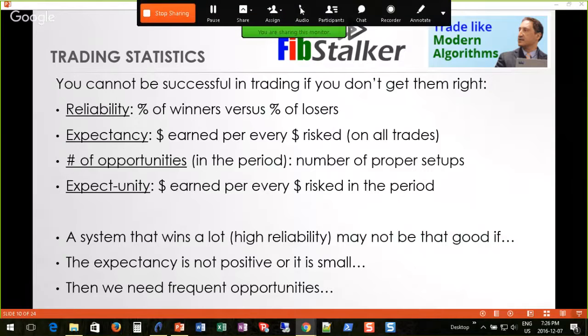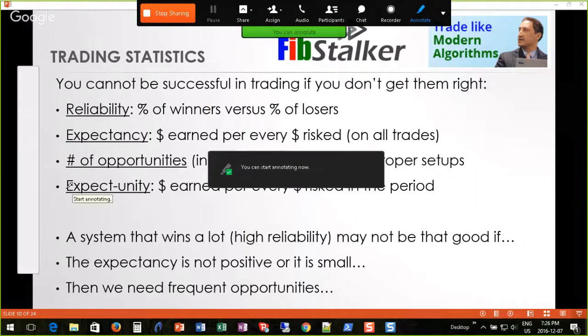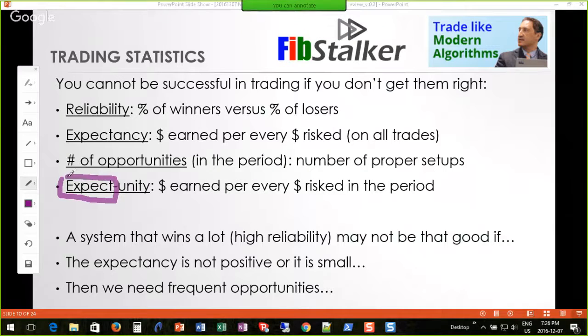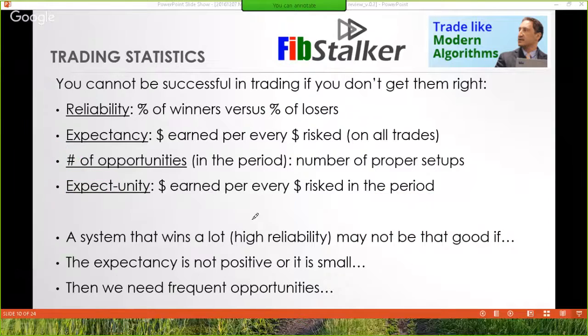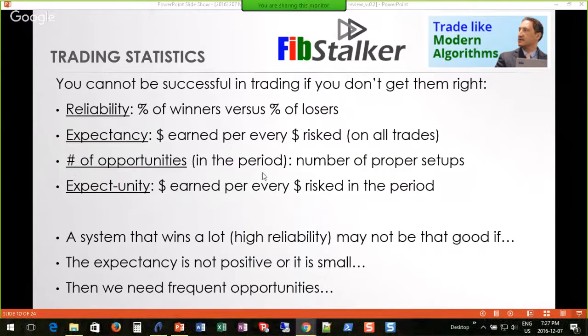And the full picture is given by the expectunity, which is very simple. It's just the expectancy times the number of opportunities. And this gives you the dollars earned per every dollar risked in the period, not for one trade like the expectancy, but in the period, because it takes into account all the opportunities that you generate in that period. All right, so a very simple concept there.